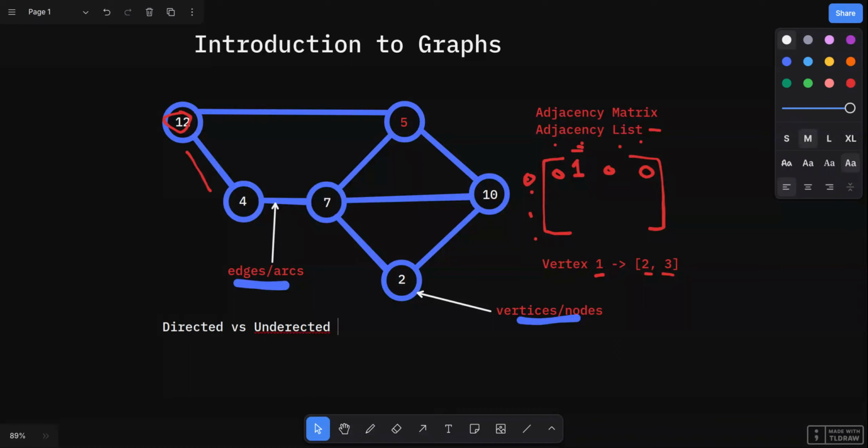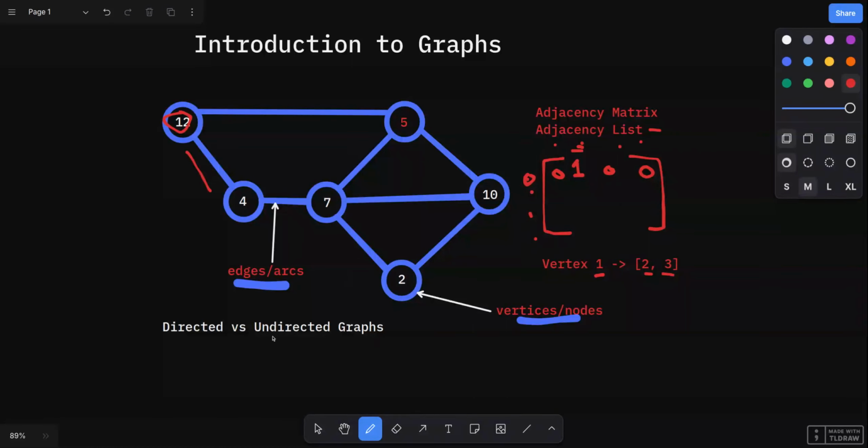Undirected graphs. There should be an I. So we have directed and undirected graphs. And when you talk of undirected graphs, basically the edges have no direction. That's why we refer to them as undirected, right?